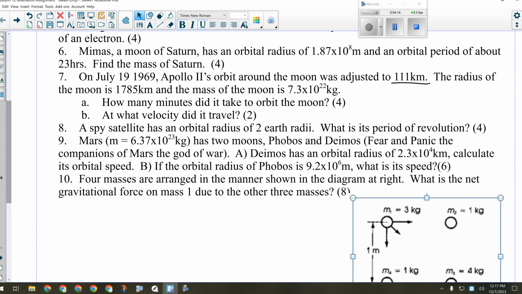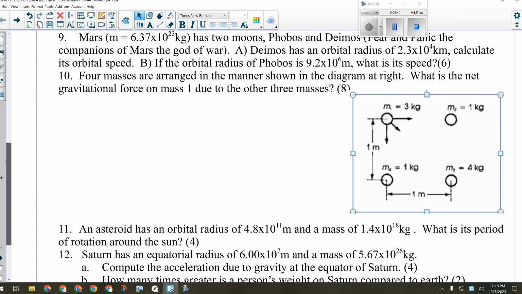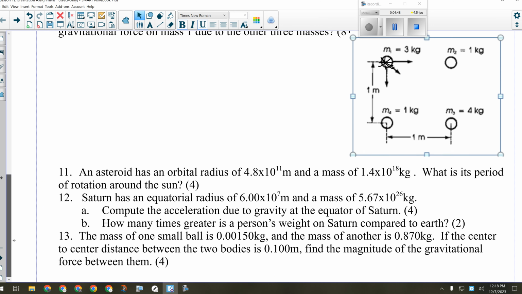All right, number 9, you got Mars and its 2 moons. Okay, you're given the mass of Mars, and you're asked to find the orbital speed of Deimos and the orbital speed of Phobos, given both of their orbital radii. Okay, so you should be able to do that satellite question, no problem. Number 10, we may or may not have done one just like that yesterday. We totally did. Okay. For number 10, we're looking for the net gravitational force on this mass here. Okay, net force of gravity on that mass.